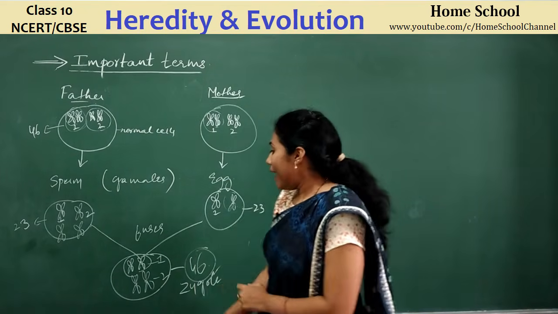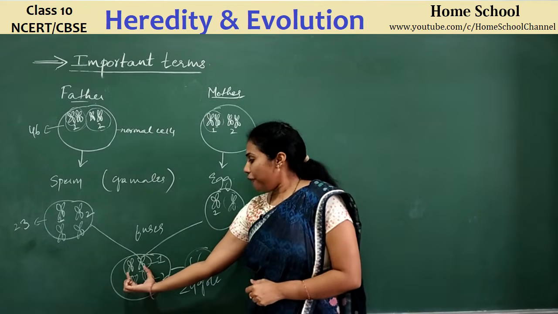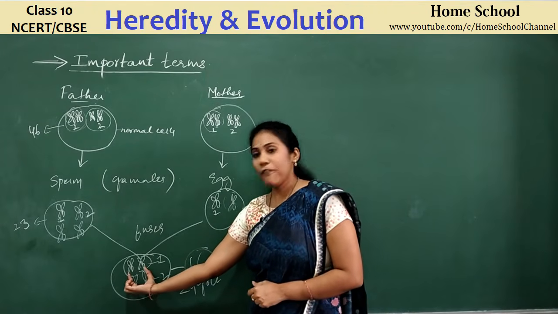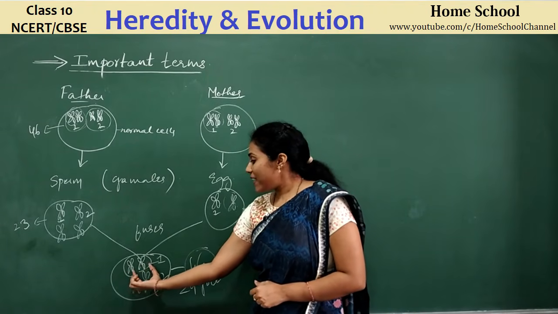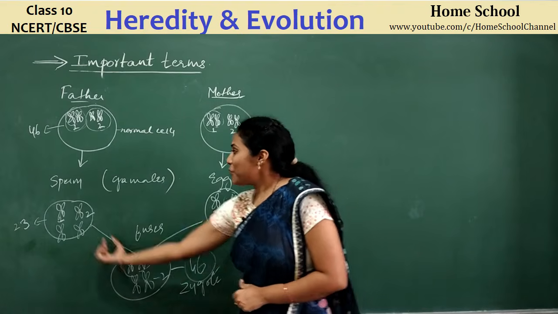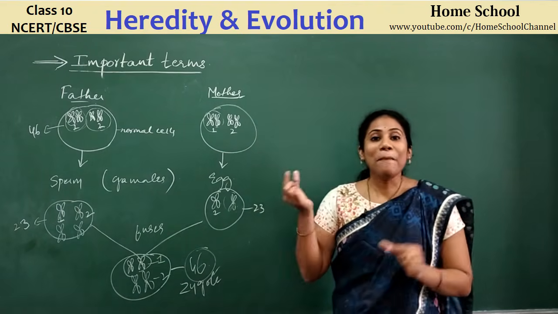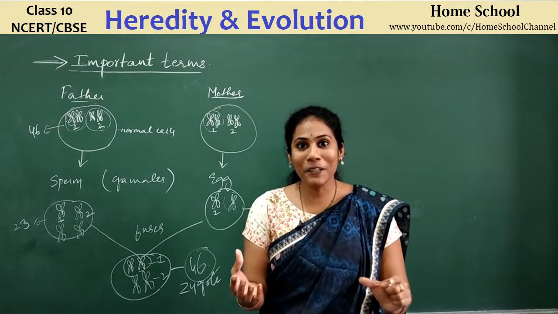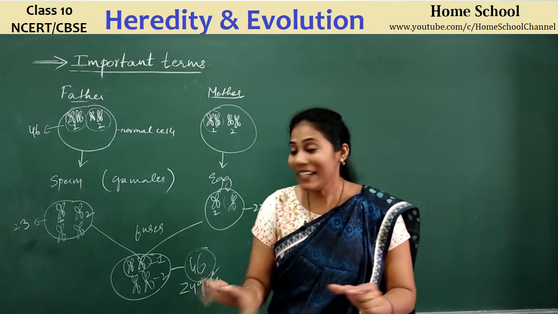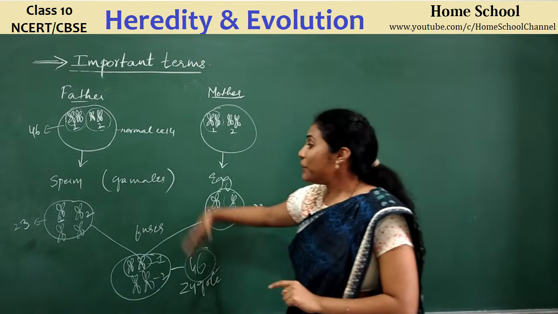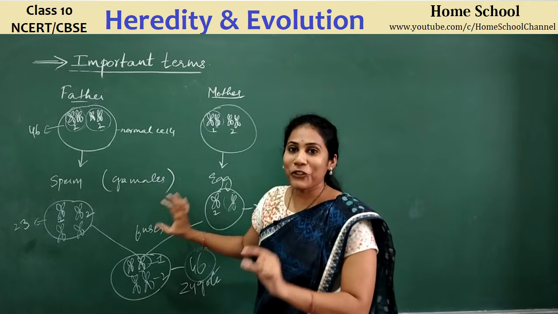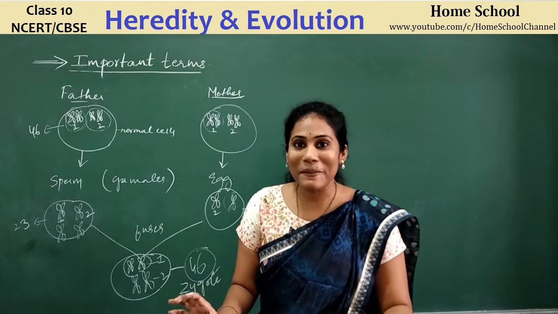But among the pair of chromosomes, this is the first pair of the baby, among his first pair, one chromosome is coming from father, another chromosome is coming from mother. Yes or no? Clear, everybody? So this is how the chromosome story occurs in human beings.